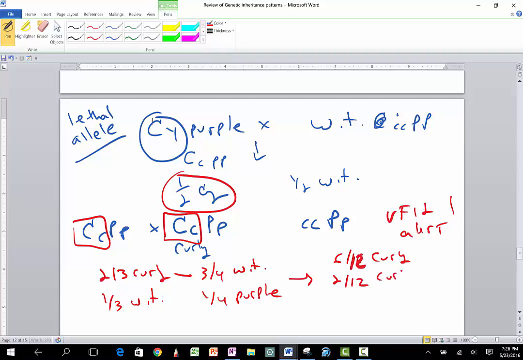Curly purple. 1/3 times 3/4 is 3/12. Wild type, so that's wild type for both things. And 1/12 just purple. So the infamous 6:2:3:1 ratio. Again, don't figure it out that way. Just figure out each gene by itself and multiply them together.